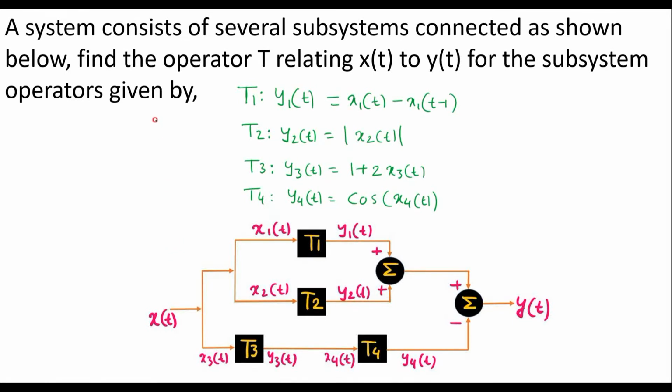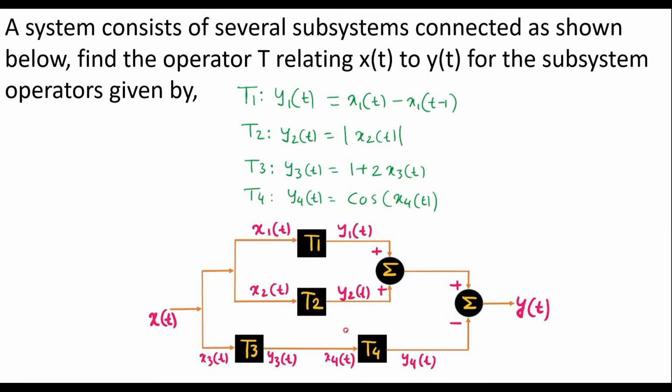Let's take one example on interconnection of systems. A system consists of several subsystems connected as shown below. Find the operator T relating x of t to y of t for the subsystem operators given by T1 is equal to y1 of t, which in turn y1 of t is equal to x1 of t minus x1 of t minus 1. T2 is nothing but y2 of t, T3 is y3 of t, and T4 is y4 of t.